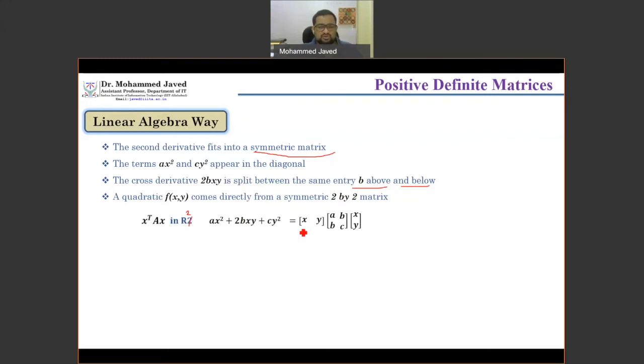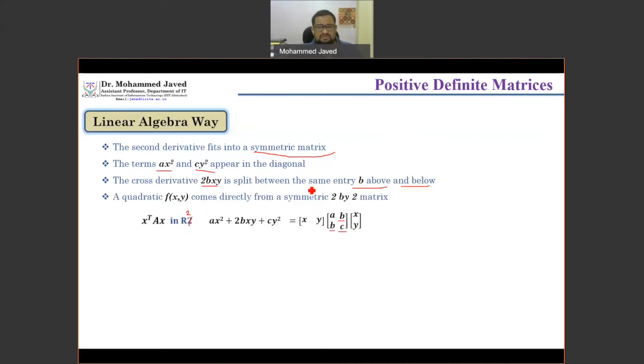So you can see here what I was talking about. The term ax square, that a will go on the principal diagonal, the first element here, and cy square will go here, c will go here, and 2bxy will be split into the other diagonal.